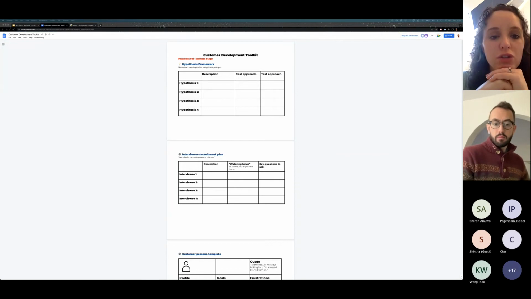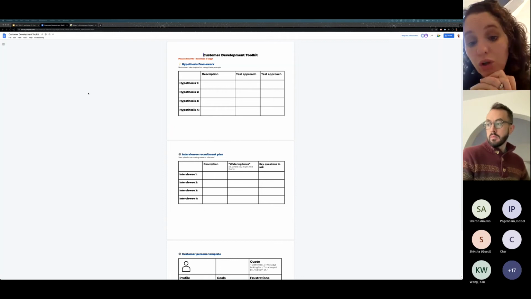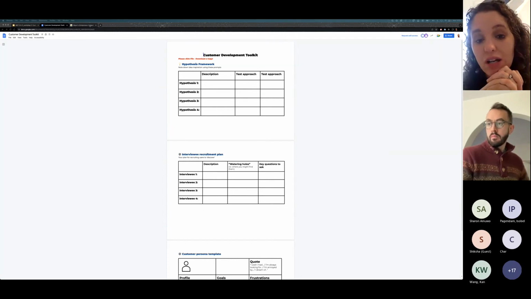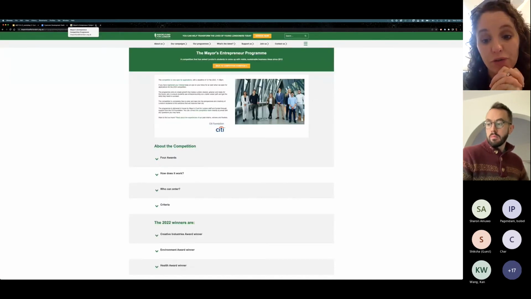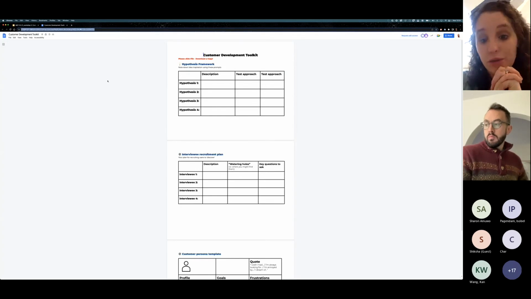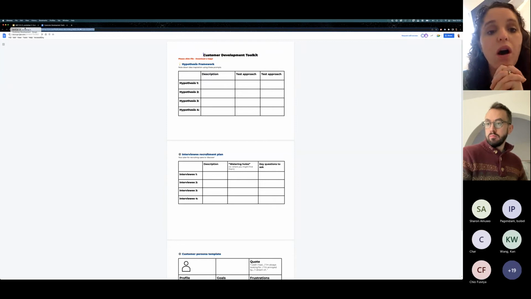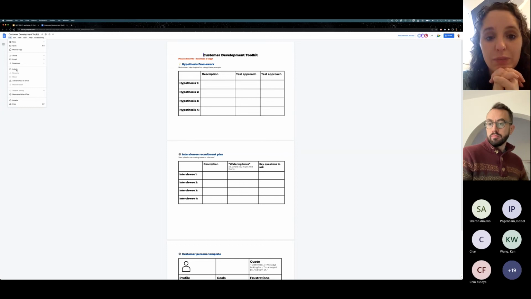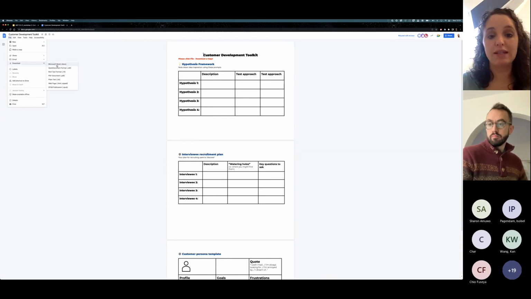You're going to write out your hypothesis in the description section, and you can have more than one hypothesis. Obviously, try to stick to 4 or 5 to begin with, but the more the merrier. The more that you can test, the better at this stage. So what are your hypotheses? And then you're going to look at your test approach. So basically, how are you going to test that hypothesis?